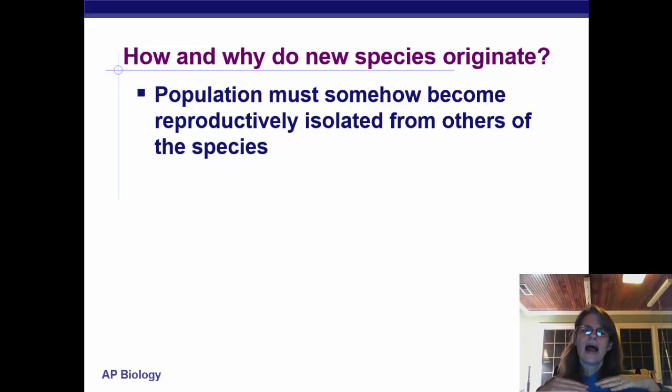So how can that speciation, that reproductive isolation, even happen? Does it just happen overnight? How does that occur? The population, as we already said, has to become reproductively isolated.